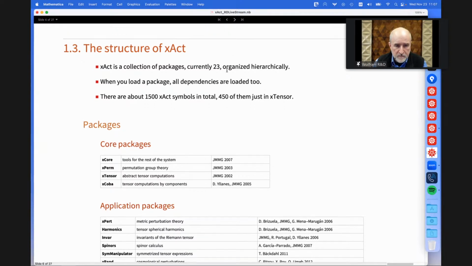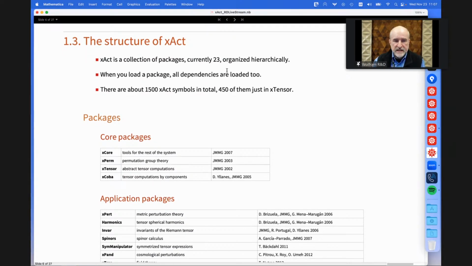The structure of xAct, as I was saying, is a collection of packages, currently 23, and they are organized hierarchically. You will see that in a moment. When you load a package, all dependencies will be loaded too, so you don't have to worry about what depends on what. If you put together all these packages, there are more than 1,500 symbols, a third of them coming from xTensor, which is the core package. So there are lots of things to do and to learn in xAct.